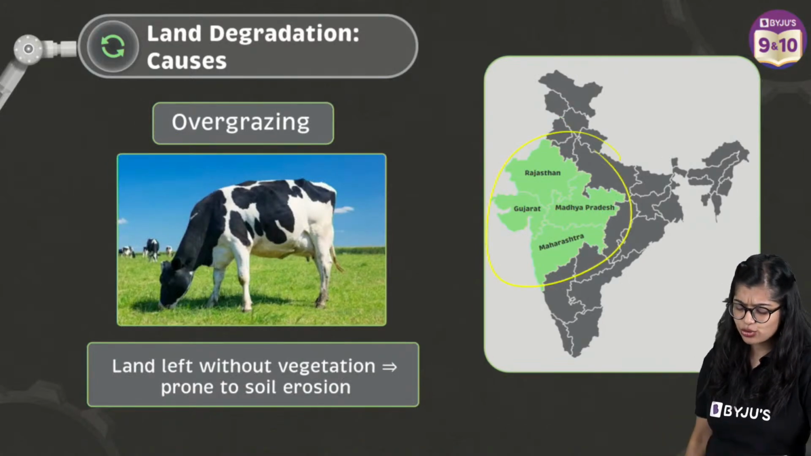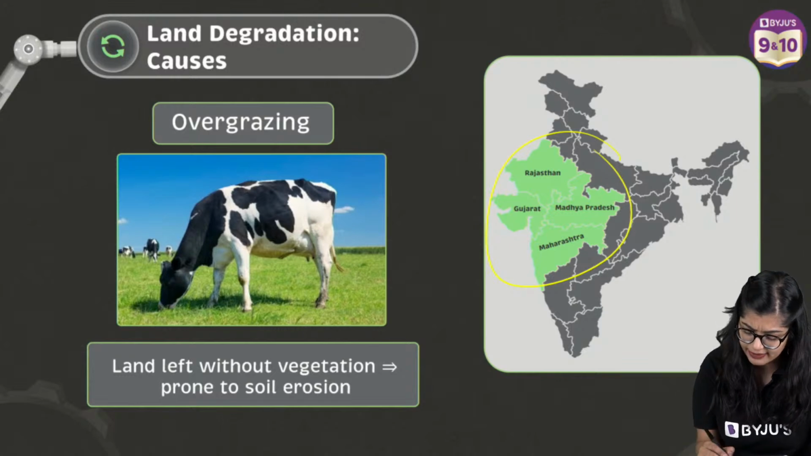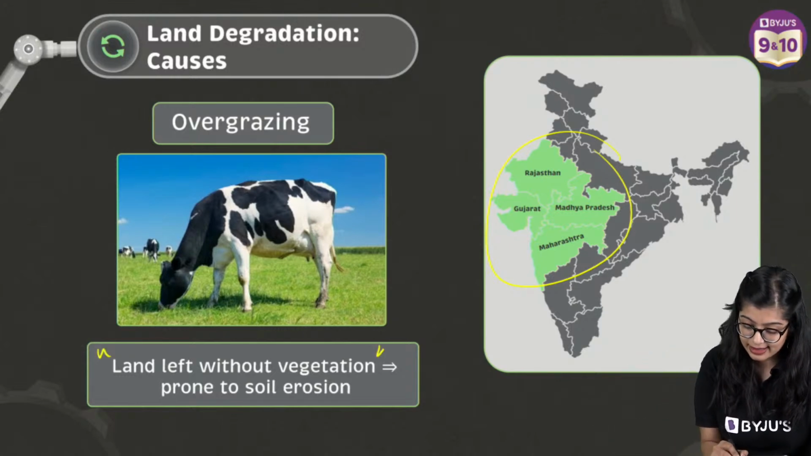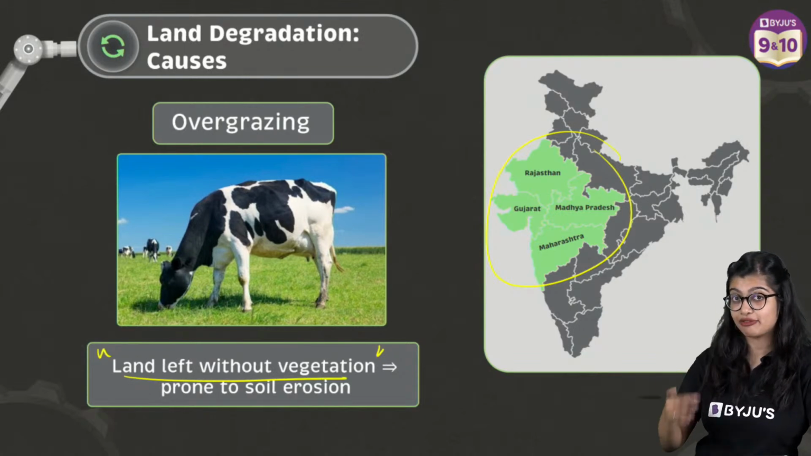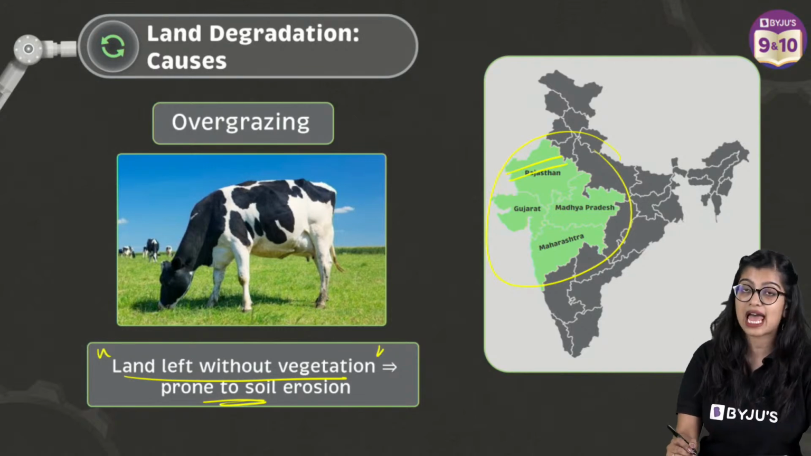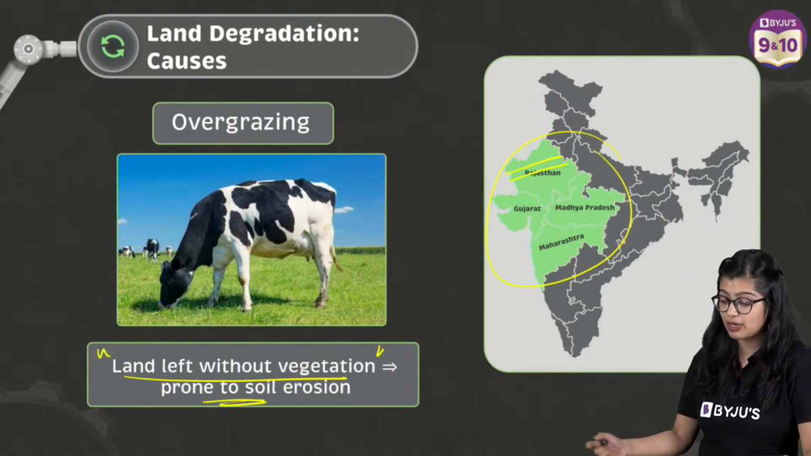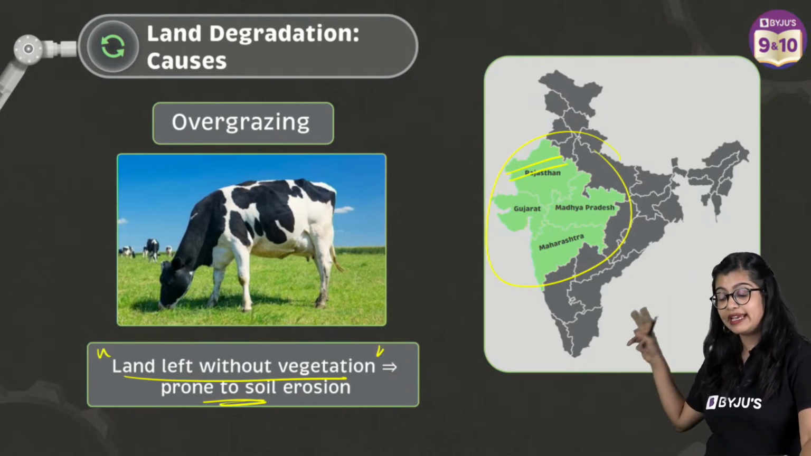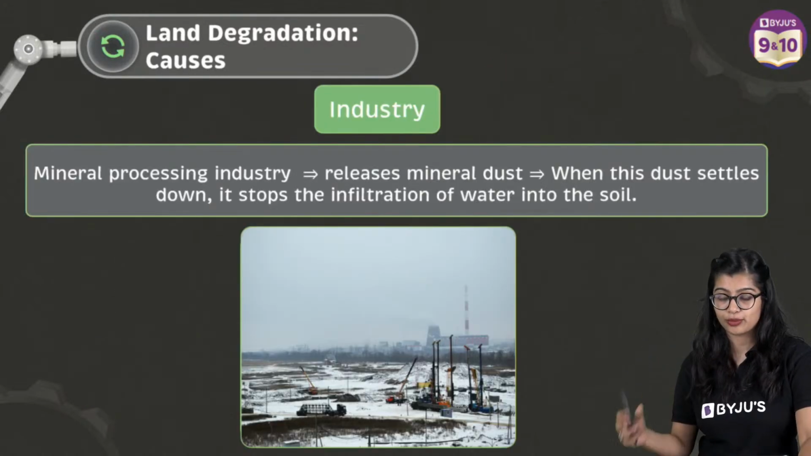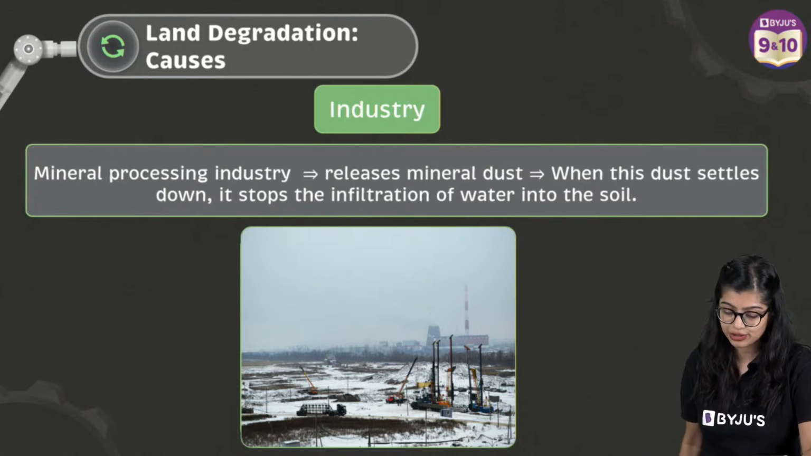Then you have overgrazing. In states like Gujarat and Rajasthan especially, a lot of land is converted into grazing land, and as a result a lot of land is left without vegetation. This also means that more of this land is prone to soil erosion, which we will learn later on. So in these states, overgrazing is one of the main factors that have led to it.